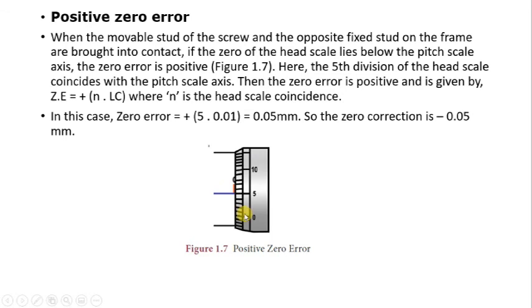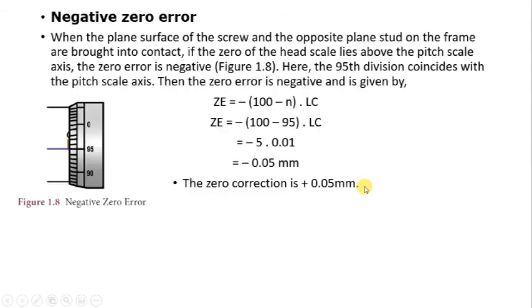So in this instrument there is a positive error. How much is that positive error? 0.05 millimeter. Since it is a positive error, we have to use minus sign. Positive error அப்படினாலே minus sign யூஸ் பண்ணணும். So the zero correction ல minus sign யூஸ் பண்ணணும். So the zero correction is minus 0.05 millimeter.